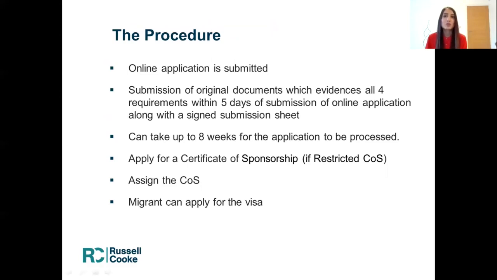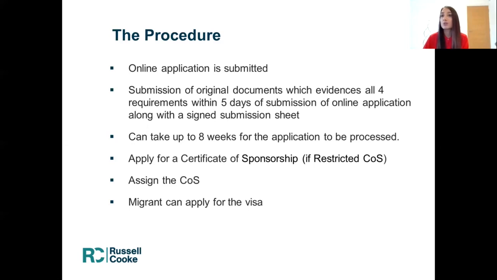So I thought it would be quite useful to go through or outline the key procedure involved with making an application. It's not as simple as this, but it gives you a useful outline. So the first step would be to make the online application. Usually the most senior member of the HR team would make the application as the authorising officer. So once the application has been submitted, you would actually have to post the original documents to the Home Office.